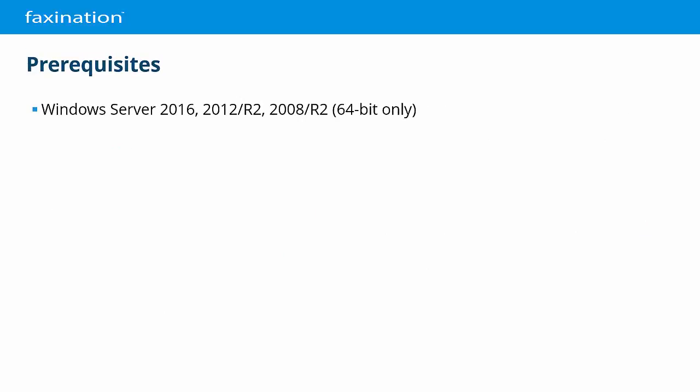In preparation, we've already installed the Faxination 2016 prerequisites. The supported operating systems are Windows Server 2016, 2012, 2012 R2, 2008, and 2008 R2. Note that the original Windows Server 2008 was available in both 32-bit and 64-bit versions. Faxination 2016 is a 64-bit application and requires a 64-bit operating system.